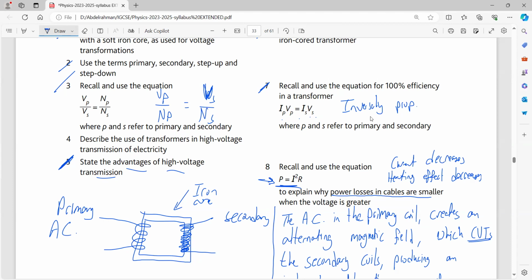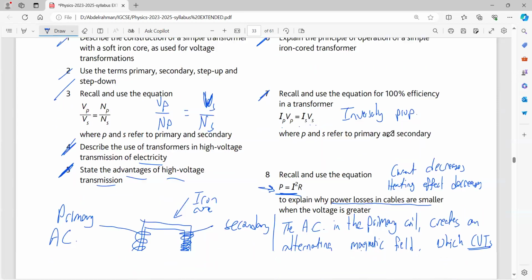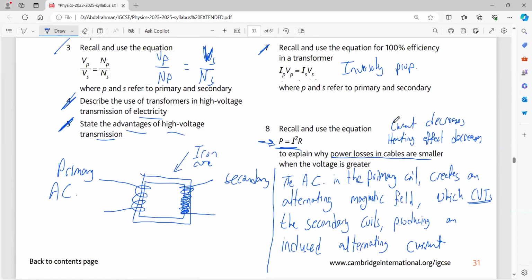Describe the use of transformer in high voltage transmission. We have to transmit electricity using very, very high voltages to decrease the amount of energy lost, to decrease the amount of power lost, due to the heating effect. Any questions regarding the transformers or Unit 4?